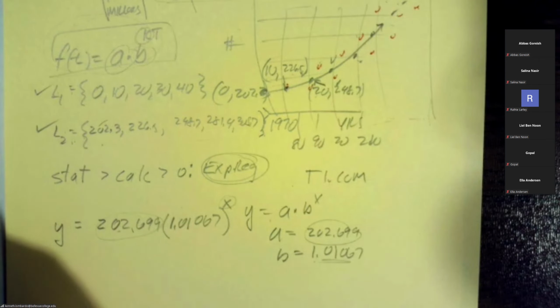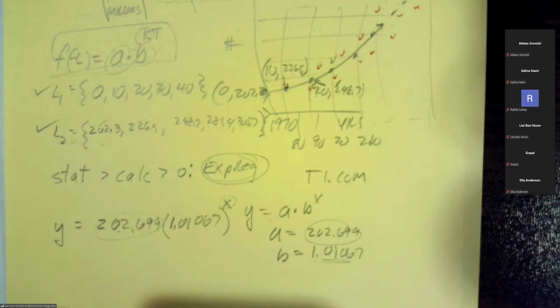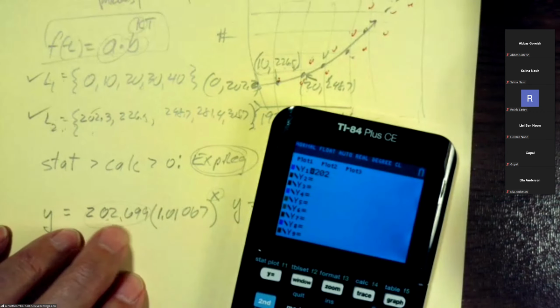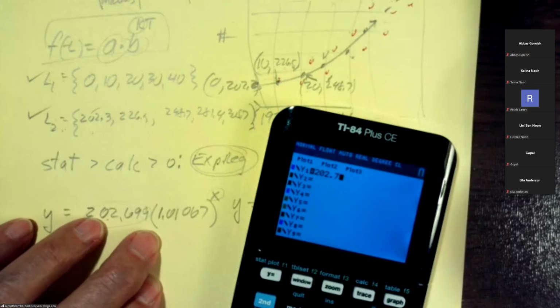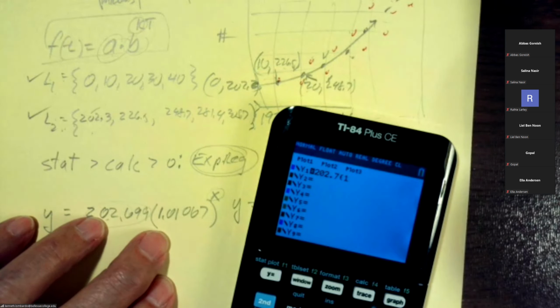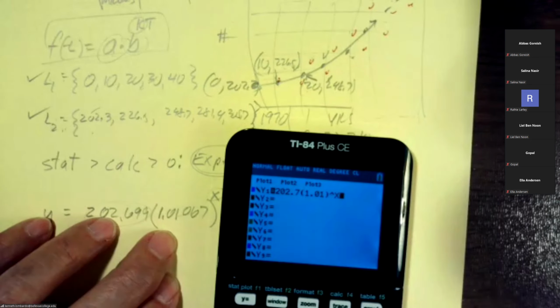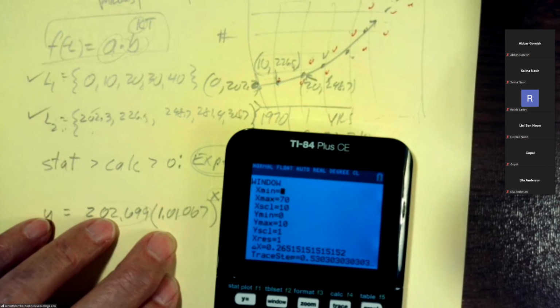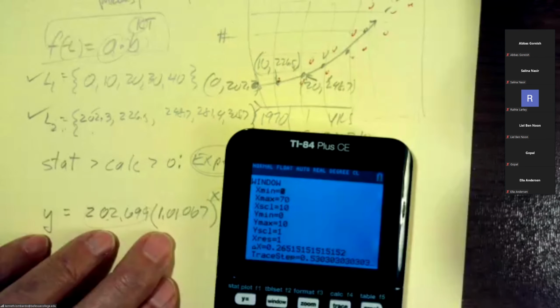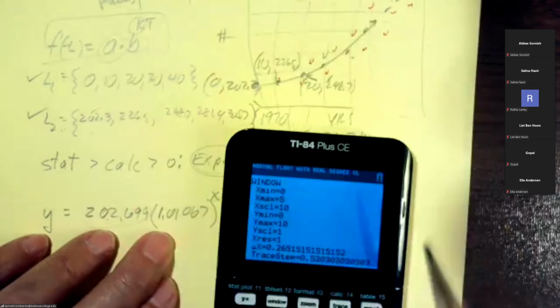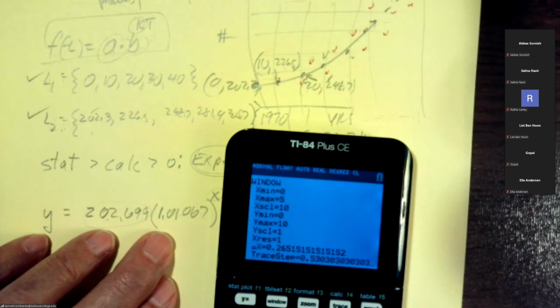I could go y equals, and if I put in 202, let's say 0.7 times 1.01, forget the rest of that there, and say that's to the x power. And then I'm going to have to set up my window, aren't I? From x minimum to max. And maybe I'm going to do x from 0 to, I don't know, 5. We'll see how far. Let's see, 1, 2, 3, 4, 5, maybe to 6. Say I go to 6 in increments of 1.